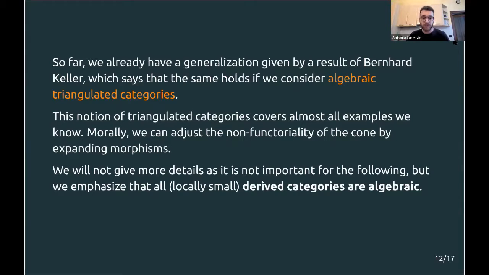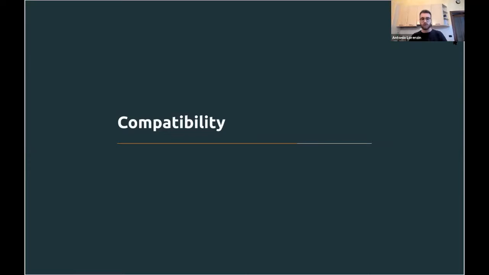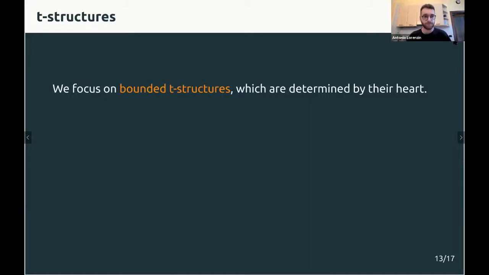So now that I covered this part, we can finally get to the compatibility. As you may think from the title of this presentation, compatibility here means compatibility of t-structures in a semiorthogonal decomposition. So we need to define what a t-structure is, what a semiorthogonal decomposition is, and then finally say what the compatibility is and state a proposition about it. So let us start with t-structures. As we are working with bounded derived categories and some sort of bounded triangulated categories, we want to focus on bounded t-structures. And these bounded t-structures are actually determined by their heart.